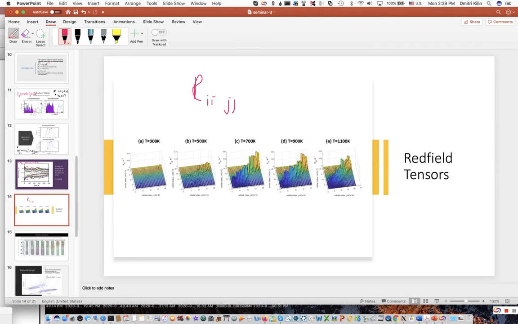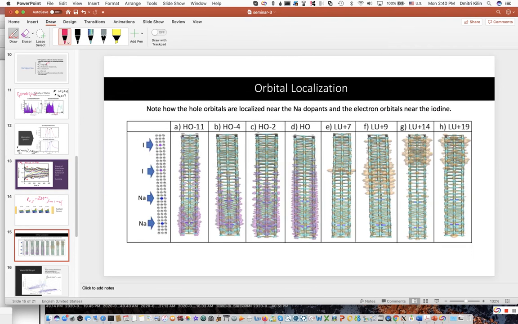Another thing to note is that transition rates near the band gap are close to zero for initial temperatures, but at higher temperatures, they also increase considerably. So that's another important thing to note. Slide 15. Okay. Here we have all the orbitals I considered for this study.